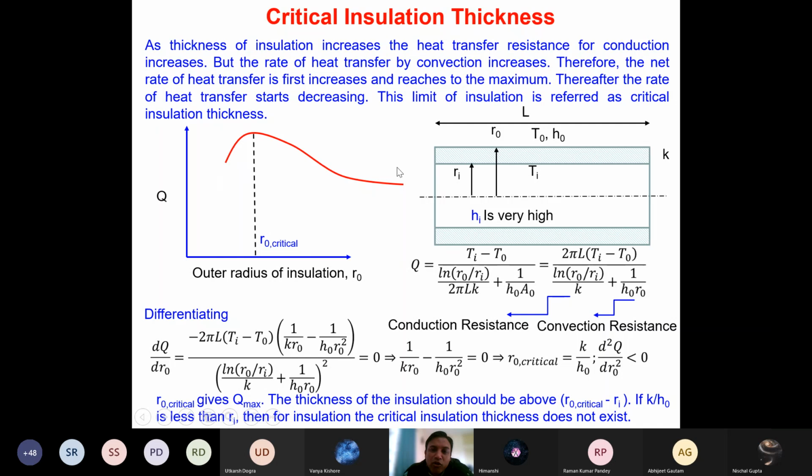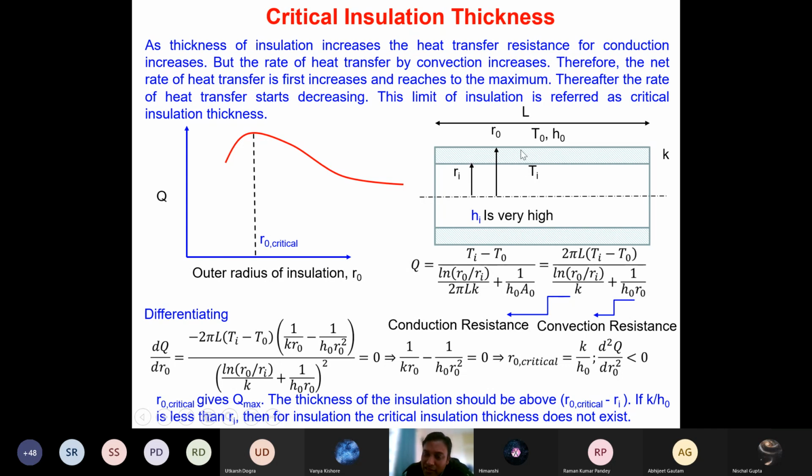So see, here the heat flow depends on the conductive resistance through this insulation. The conductive resistance is going to decrease as the thickness of the insulation increases. Do you agree? So the conductive resistance is going to decrease because the thickness of the insulation increases.